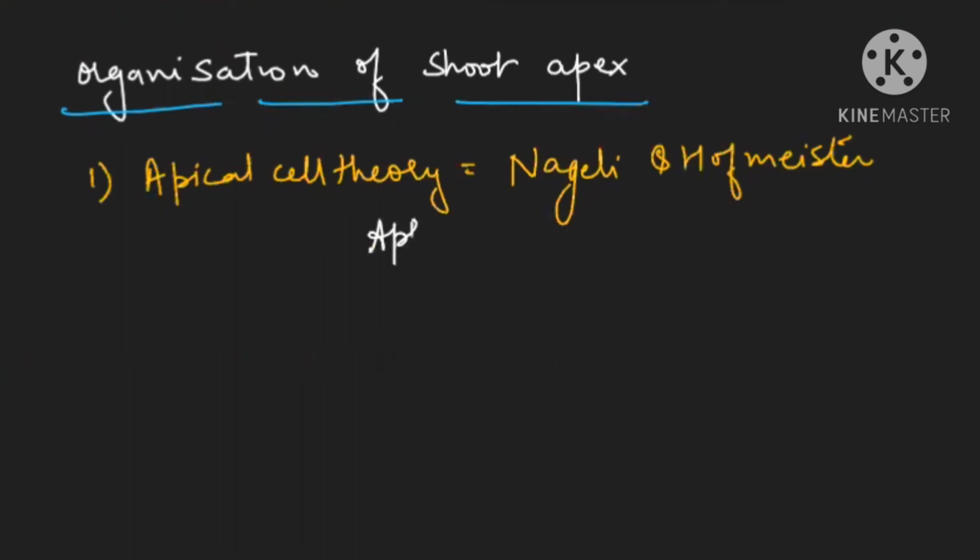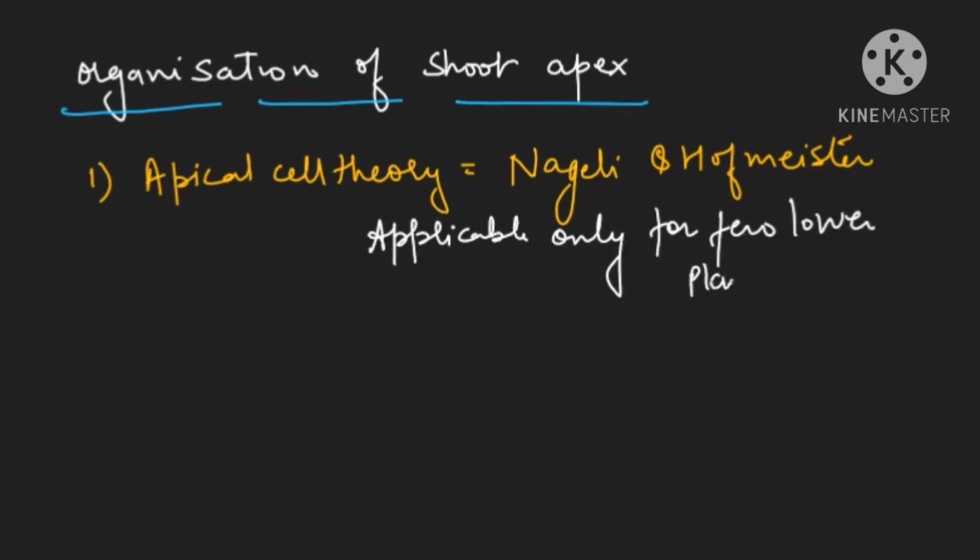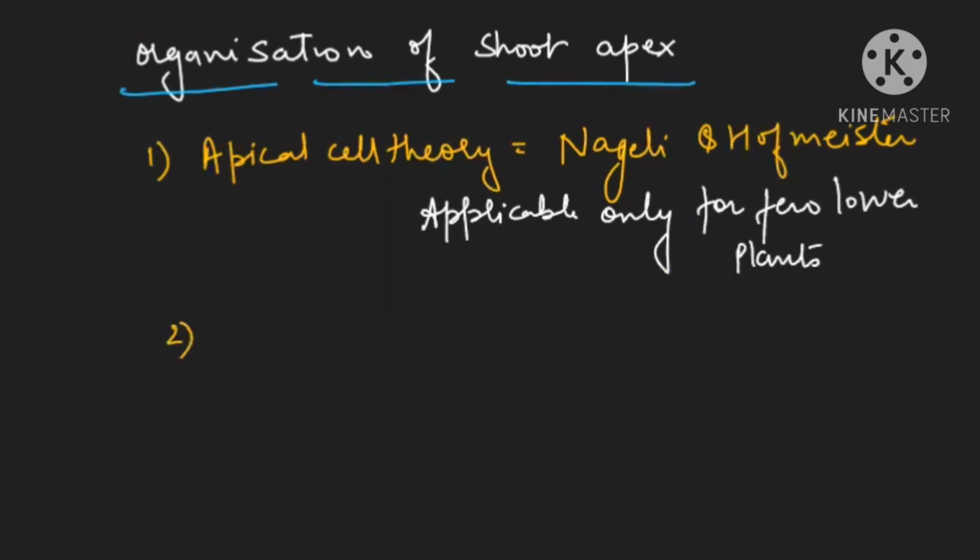So it is applicable only for few lower plants. Lower plants means some algae like Fucus, Dictyota, and some bryophytes and some pteridophytes only. Okay. The second theory was the tunica corpus theory. And this theory was given by Schmidt.